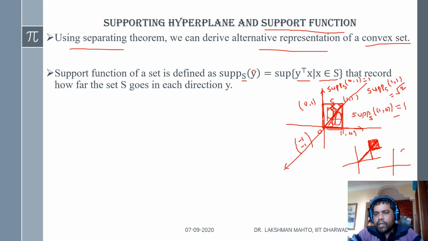Similarly, it is not only true for this kind of square. You can take any kind of shape of a convex set. So take this kind of thing. If you are willing to find the support of a disk in a particular direction, what you do is first find this projection length.